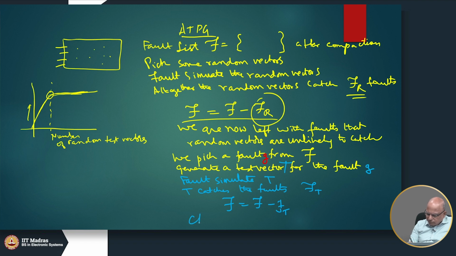Check if the fault list is 0, the size of the fault list is 0. If it is not, then we have to go back. So, this is how test patterns are generated.